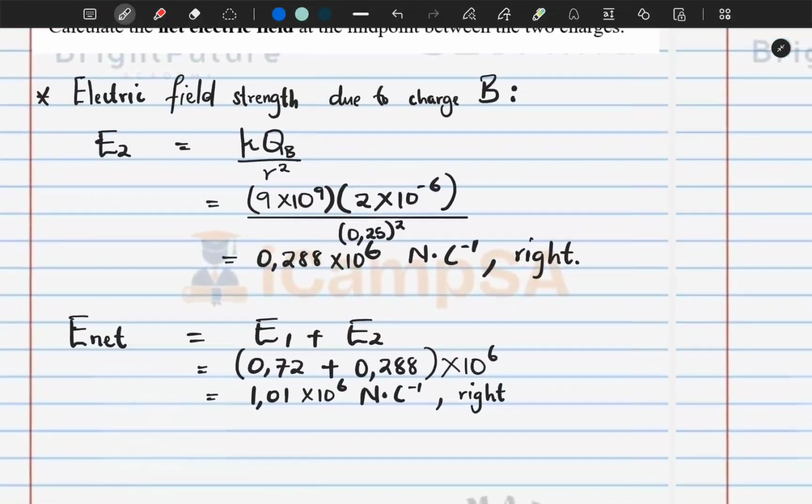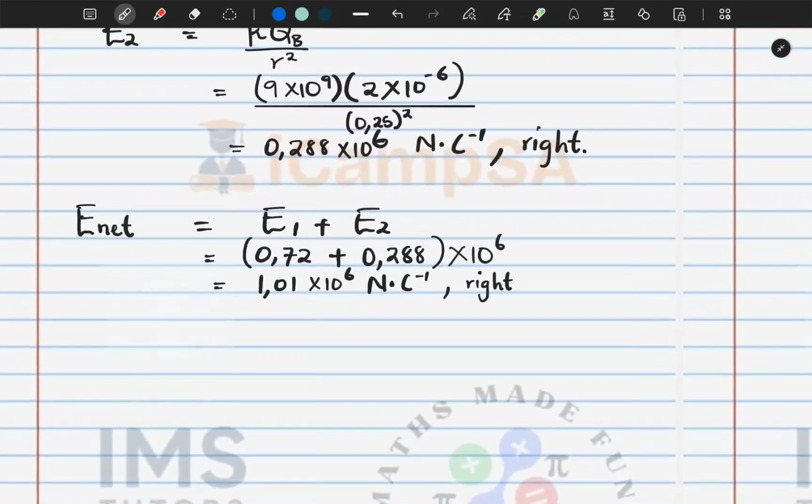So if, let's say, we were adding E1 and E2 and we found the final answer to be negative, we wouldn't leave it as negative. After writing the negative, we would change it and say 1.01 times 10 to the 6 newtons per coulomb, but since it's negative, we wouldn't say right, we would say left. Why? Because remember, we chose right as the positive direction. If it's negative, it means it's going in the opposite direction, which in this case would have been to the left. That's how you would have done it in that regard.